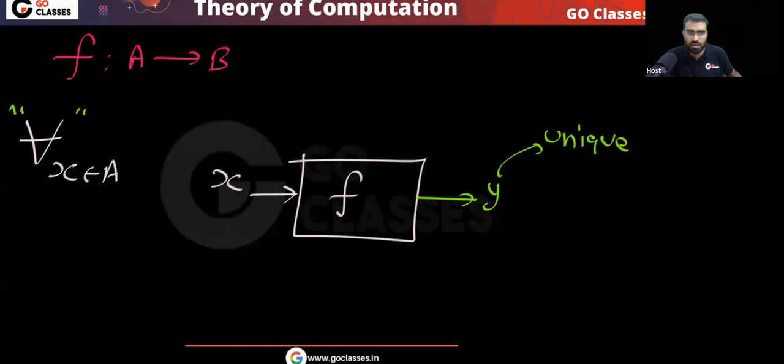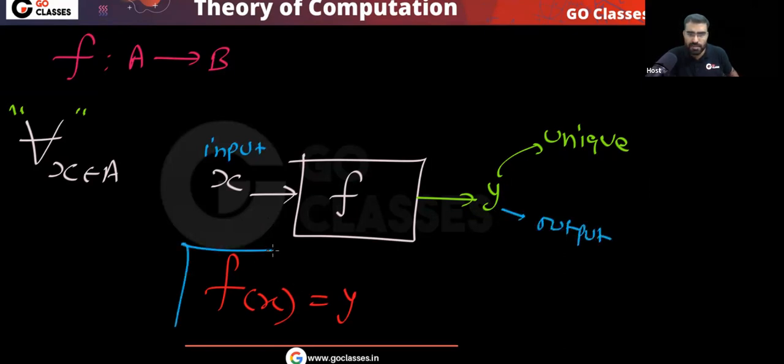So remember, this will be unique. In this situation, we will say that f of x is equal to y. It means that if you give x as the input to this function, then y will be the output. So I can say that the image of x is y. Very simple point. So this is the definition of a function.